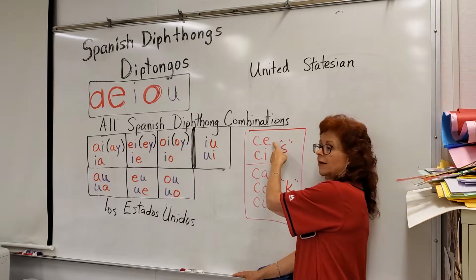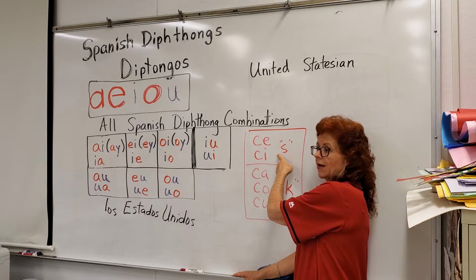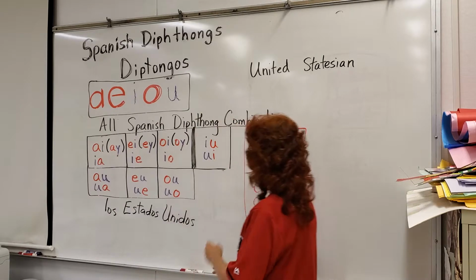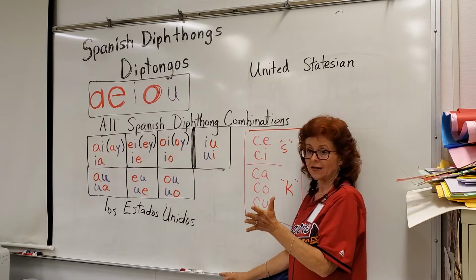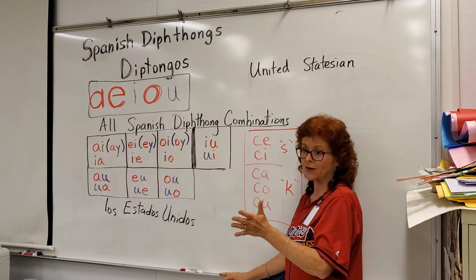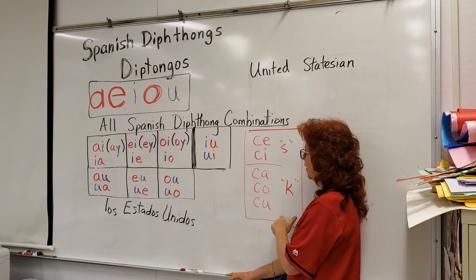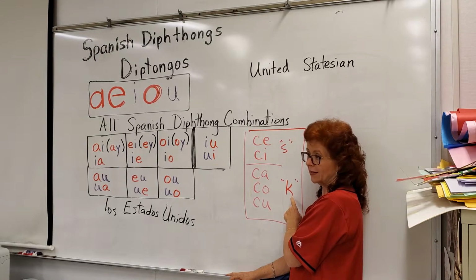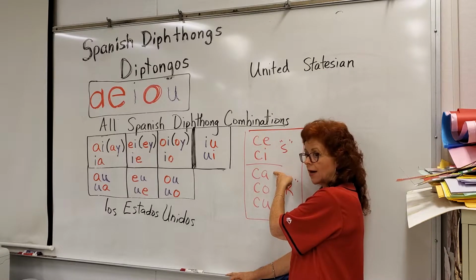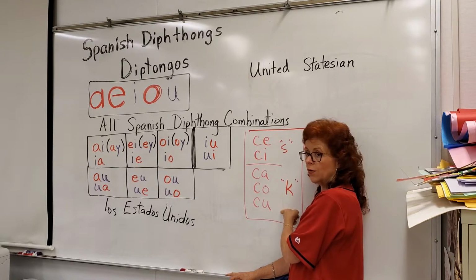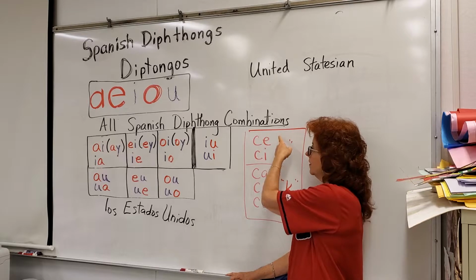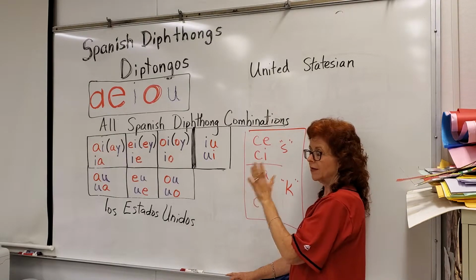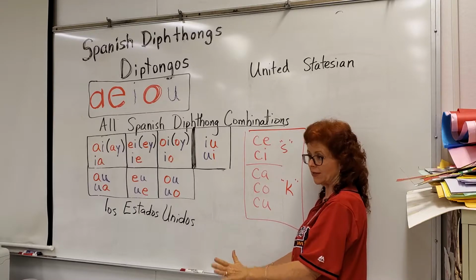So what do we have here? Se, si, pronounce it like an S in most of Latin America. But if it's followed by the other 3 vowels, pronounce it hard, like a K. So this is ka, ko, and ku. Okay, se, si, ka, ko, ku. That is another Spanish rule of pronunciation.